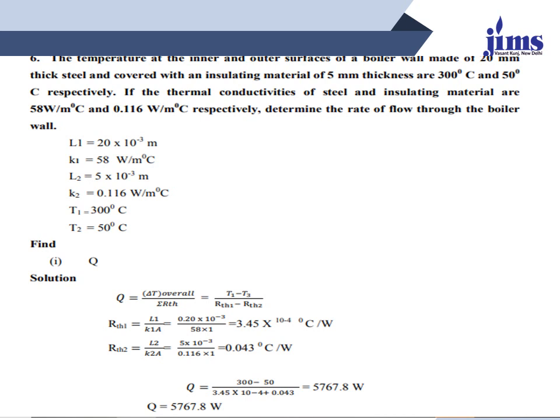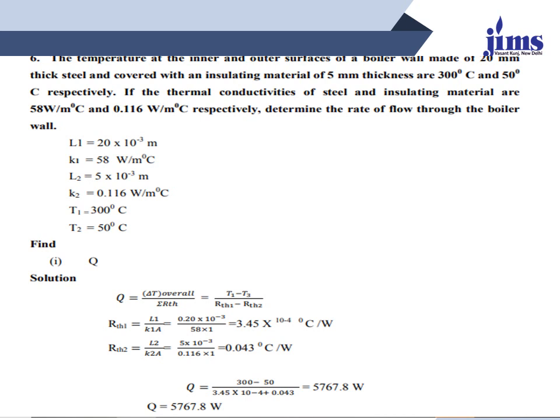we know the Fourier law of heat conduction through a composite wall, that is Q is equal to the delta T overall divided by the summation of total resistance, where R total is equal to the conductive thermal resistance of all the walls. In this case, there are two walls. First is steel and the second one is insulating material. So there are two resistances of conduction. So the first resistance, that is R1, is equal to L1 divided by K1 A1, and the second resistance, that is R2, is equal to L2 divided by K2 A2. In this case, A1 is equal to A2 is equal to A, because it is a composite wall, and the lengths of the walls are 20 and 5 multiplied by 10 to the power minus 3.